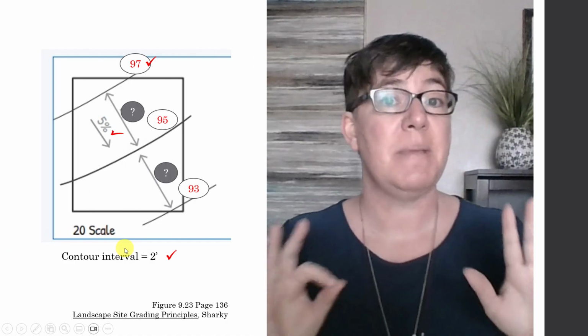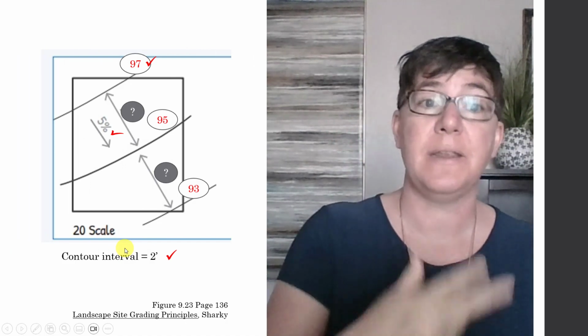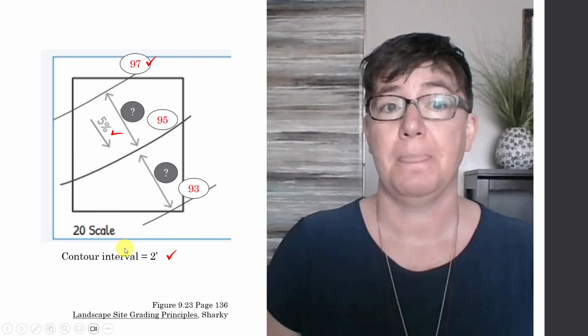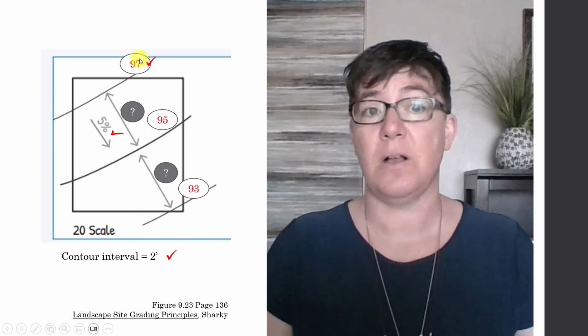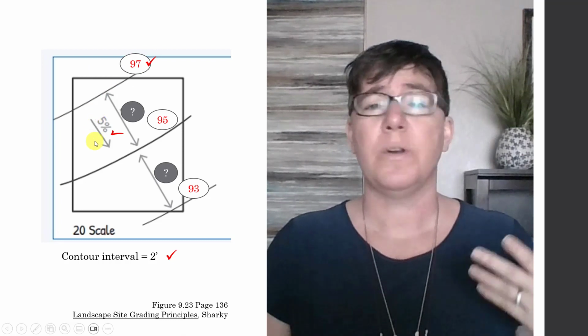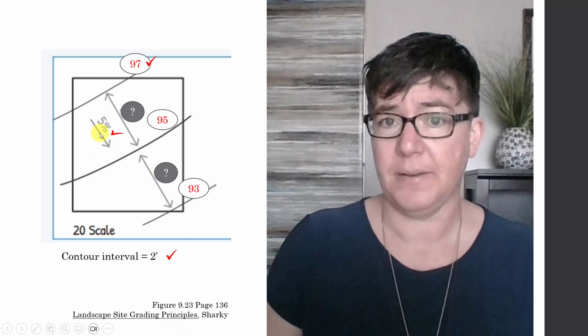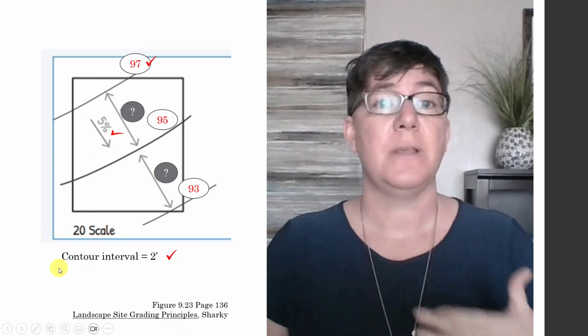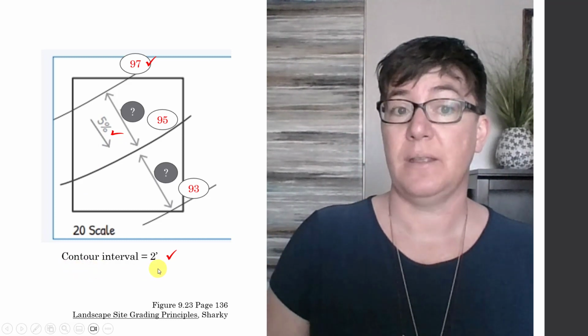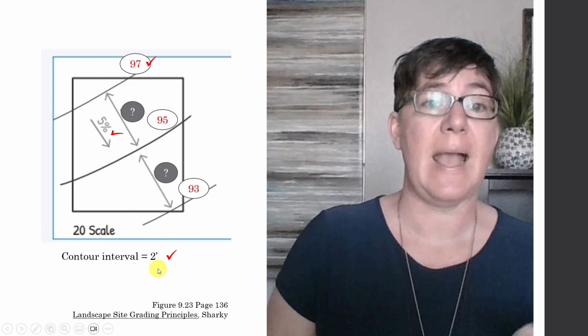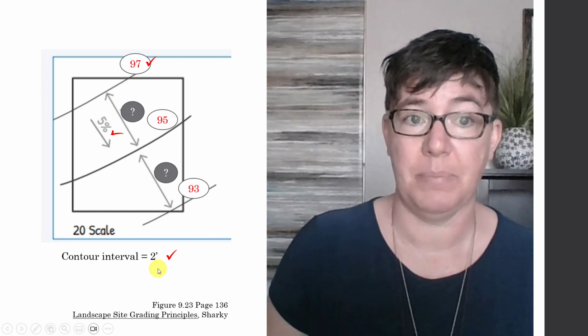Let's change it up a little bit and try this exercise again. Here's the same drawing. We've got the same given 97 contour right here. We're still wanting 5%, right? But on the map that we're drawing, the contour interval is 2 feet instead of 1. How is that going to change things up?